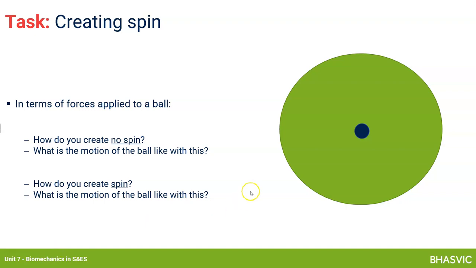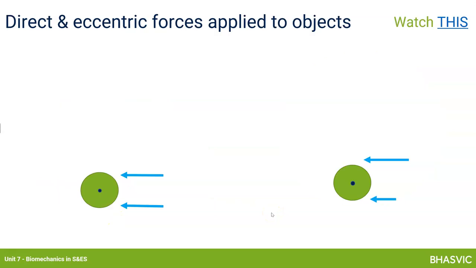So here's a question for you. If this was a ball and this blue dot here represents the centre of mass of the ball, and I wanted to send this ball away with no spin whatsoever, what would I need to do? How would I create that? What sort of motion would the ball leave and travel in? Conversely, if I did want to create spin, what would I need to do to the ball? How would I need to contact the ball in order to create spin? And what kind of motion is that ball then travelling away in? So let's look at the answers to those.